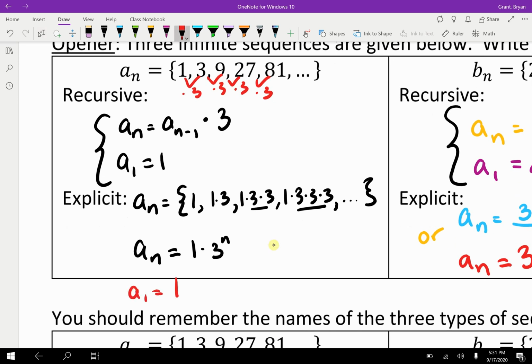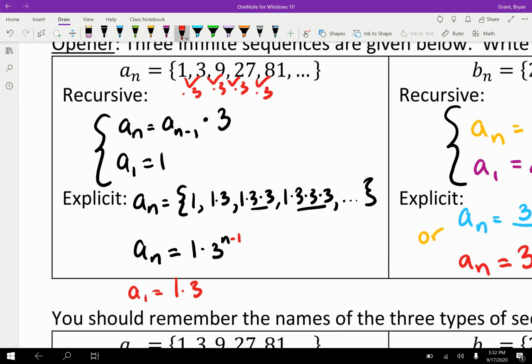So a sub 1 equals 1 times 3 to the first. That's just 3. Oh, that's not right. Okay. In fact, we're off by 1 term. This moved us to the next term. When we plugged in 1, we actually got the second term. And the way we move backwards in terms is we just take whatever term number we put in and subtract 1. And I think now we are going to get our right answer.